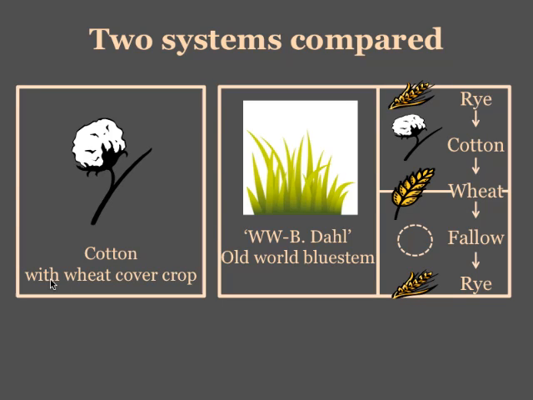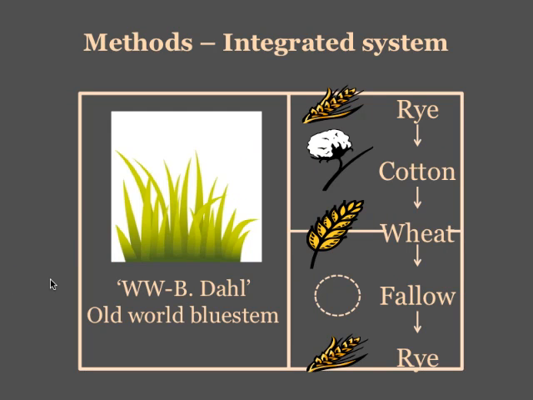As I mentioned, we're comparing two systems. On the left, you can see the cotton monoculture. That's our control. We had a wheat cover crop there. This was a 10-year experiment, and after 5 years, we had so much trouble keeping that cover crop established that it was discontinued, but the cotton continued for the full 10 years of the experiment. The other system is the one that I want to spend most of my time on, the integrated crop livestock system.